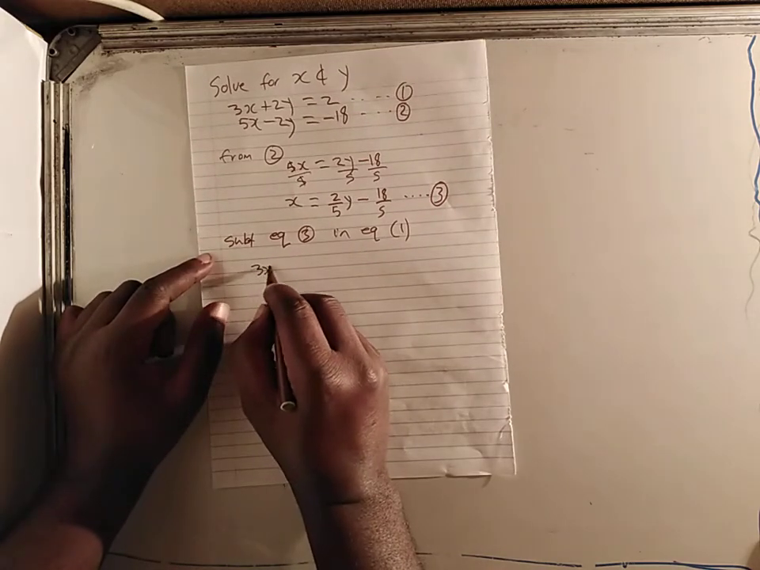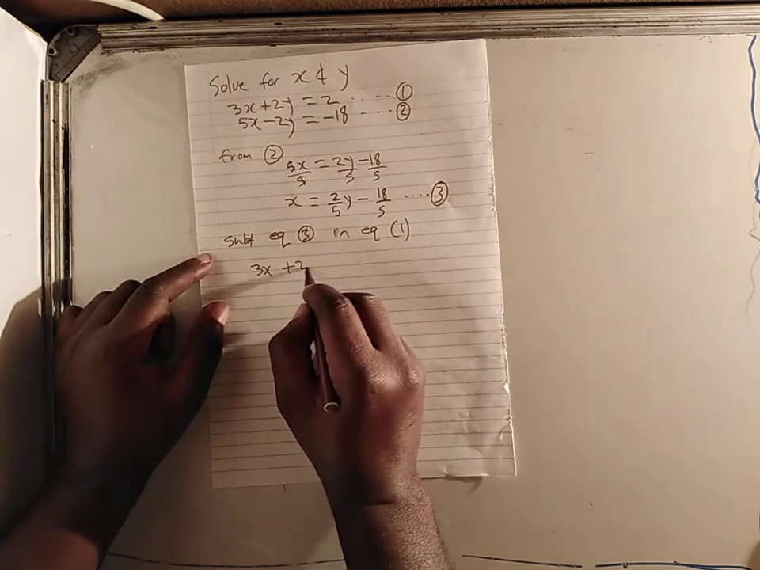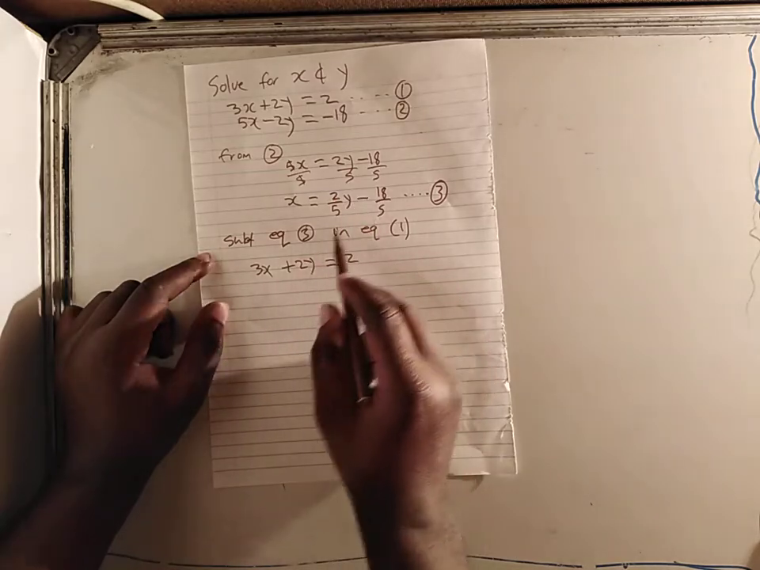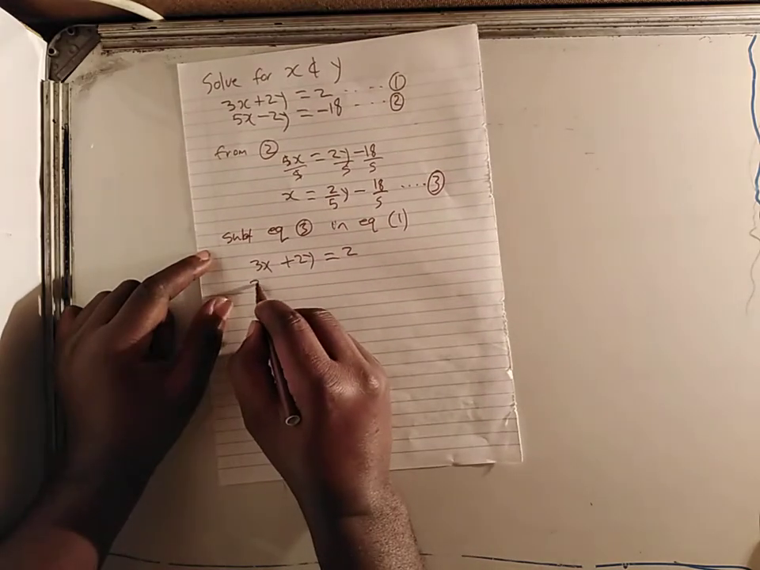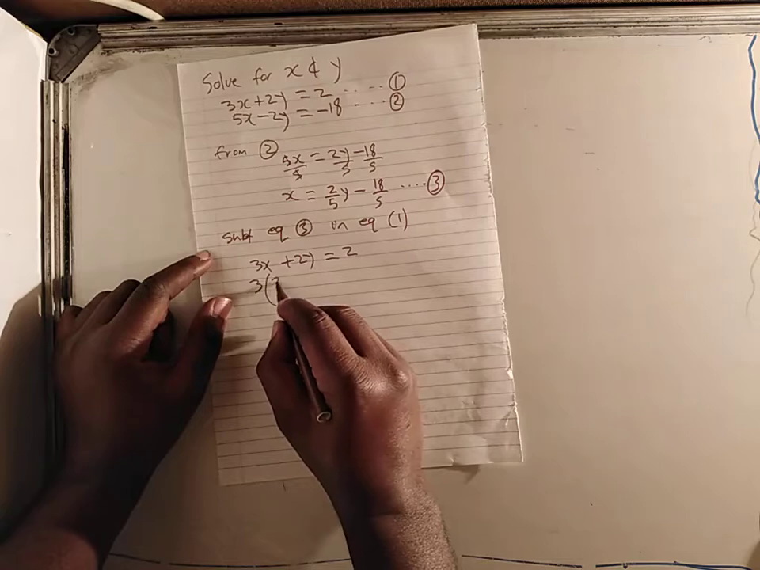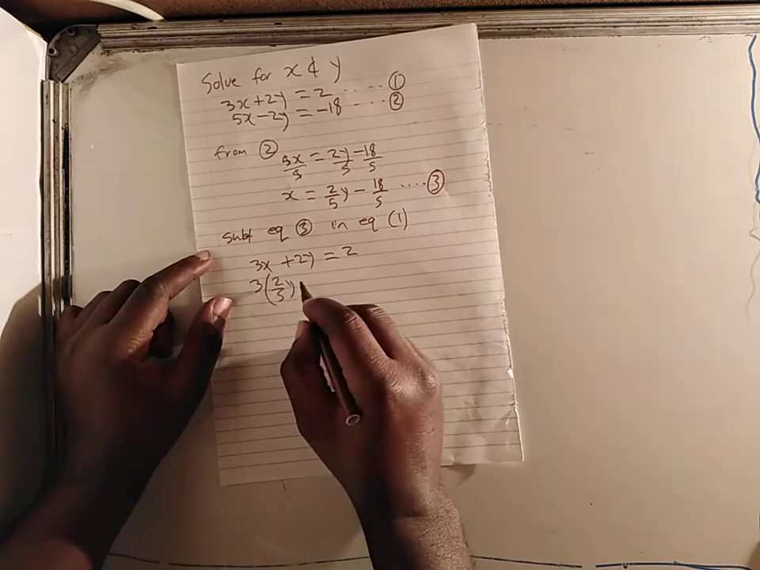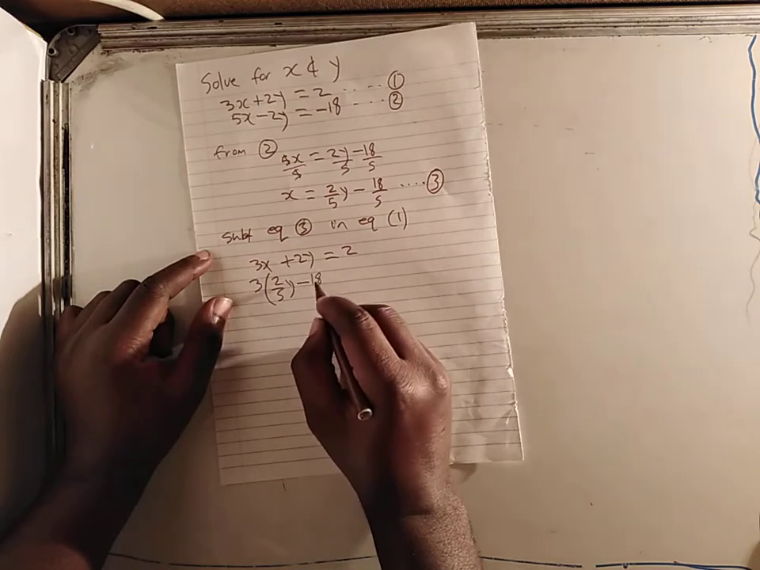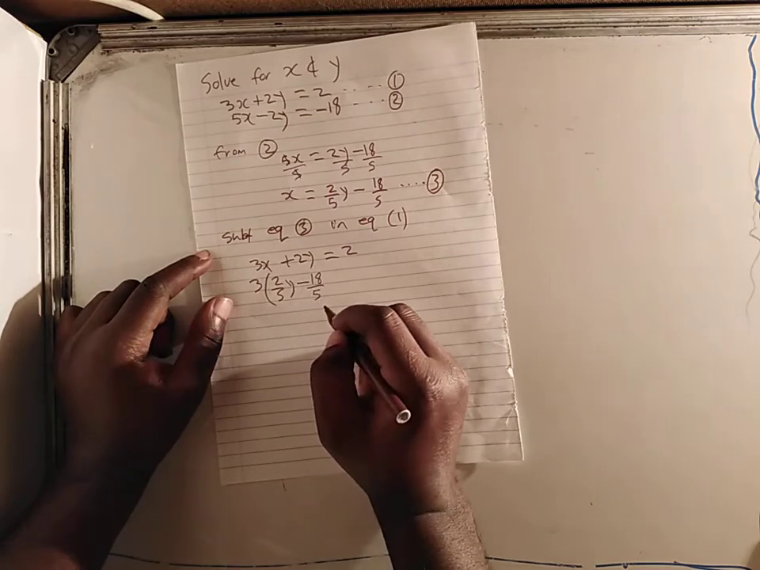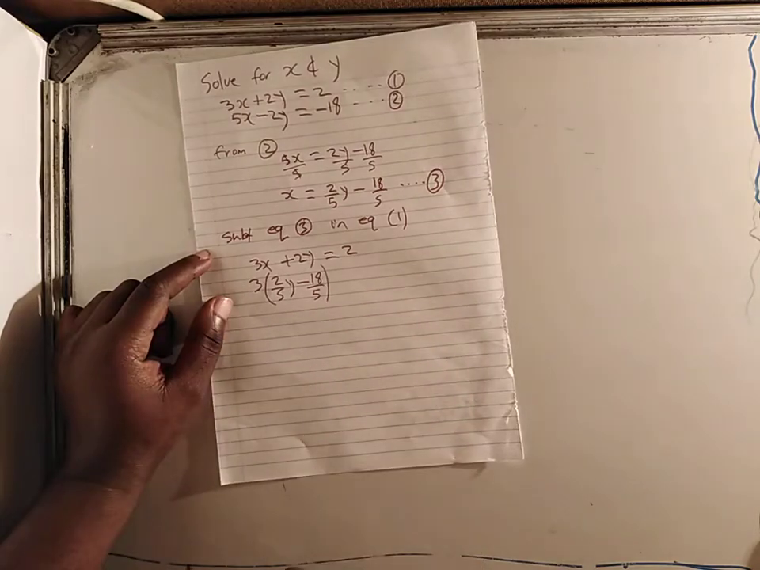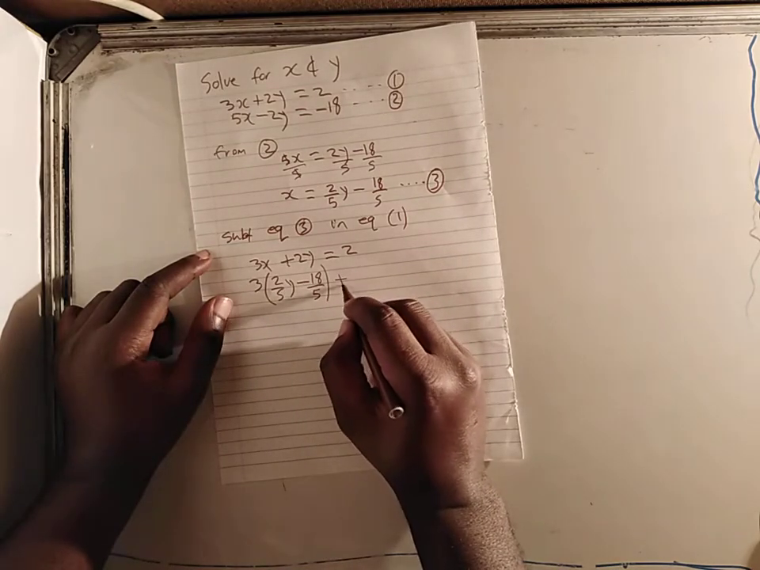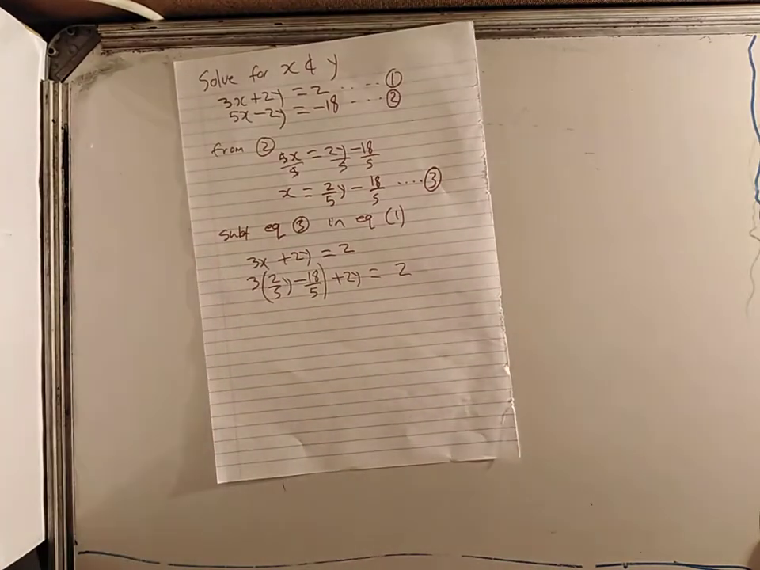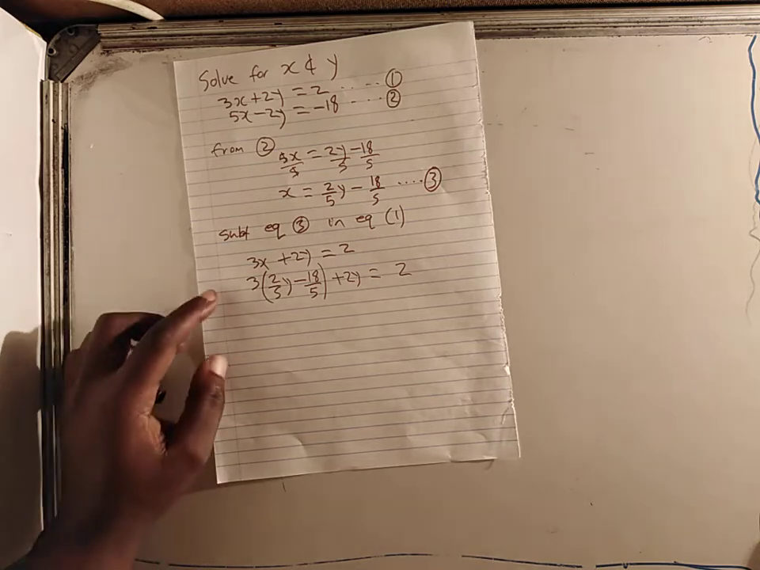It's going to be 3x plus 2y is equal to 2, and in the place of x now I need to put this one. So 3 and then 2 over 5y, minus 18 over 5, and then plus 2y is equal to 2. Okay, I'm remaining with this mess now, but I will see what I can do.